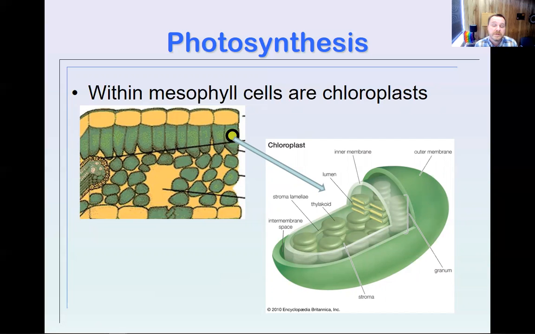Chloroplasts are structures in plant cells where photosynthesis actually takes place. So within the mesophyll cells, you've got these green chloroplasts. It's a nice diagram I found on Britannica of a well-labeled chloroplast. We're going to talk probably more next time about the structure of the chloroplast and how it works. But it's kind of like the reverse of a mitochondria, honestly. We're going to see that in the process.